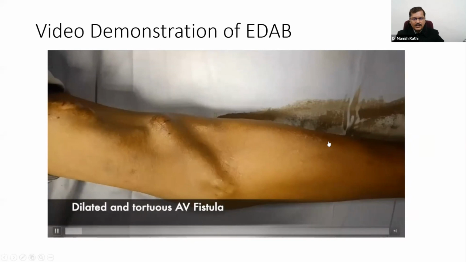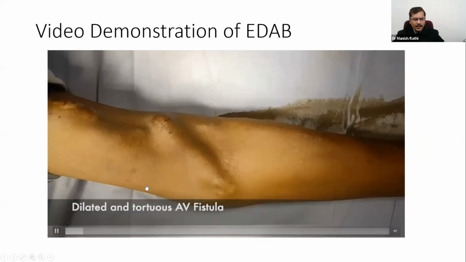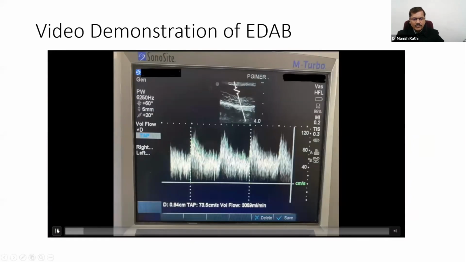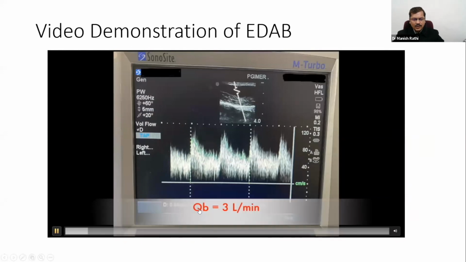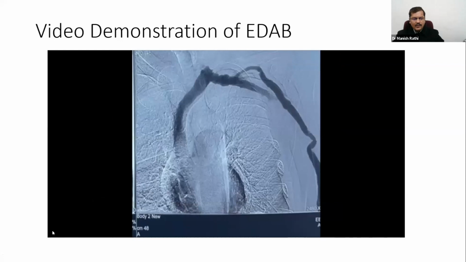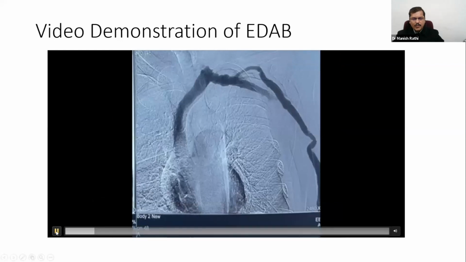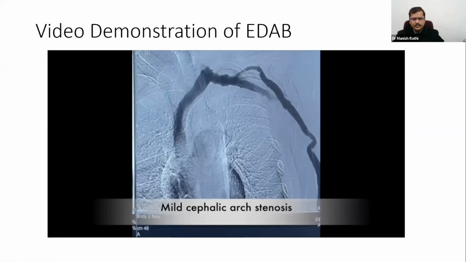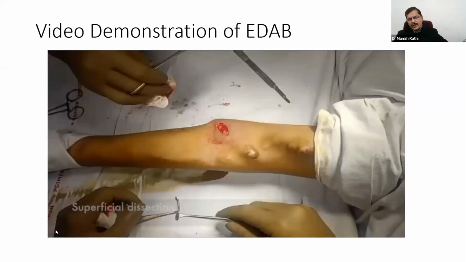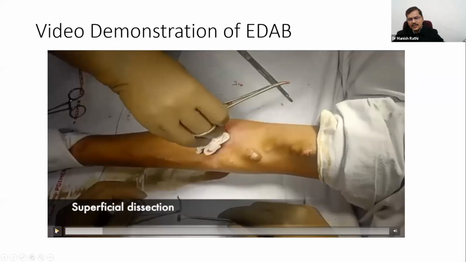So what I have done here is that I have already cleaned. Before that, the flow measurement was done, which was around 3 liters in this case. So this was a high flow fistula. Venography was done, which was showing a mild cephalic arch stenosis. So there was a combination of both things in this case. But whenever there is a combination, the first thing you have to deal with is to reduce the flow.